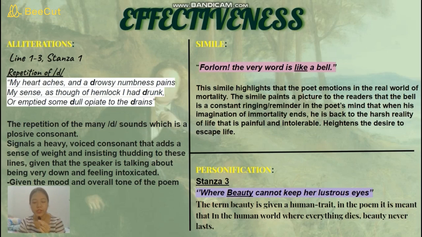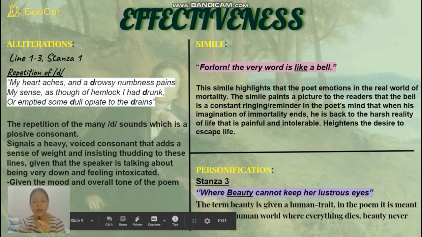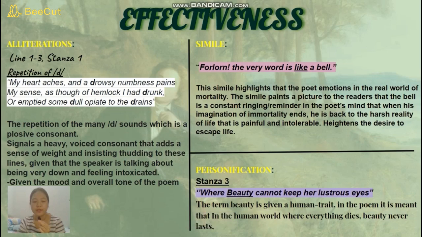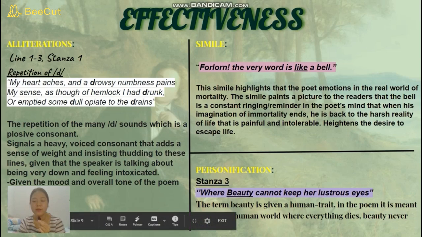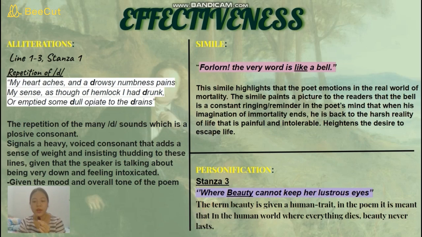Next is personification. In stanza 3, "where beauty cannot keep her lustrous eyes." The term beauty, which is a non-human thing, is given a human trait, which is eyes. In the poem, it is meant that even in the human world, where everything dies, beauty will never last. This refers back to the poet's meaning of mortality, that everything in the world will eventually die, as this world is only temporary and none of us are immortal.